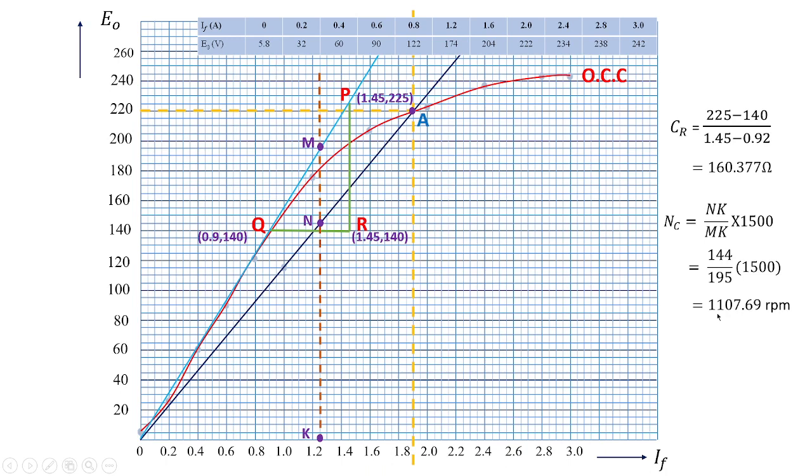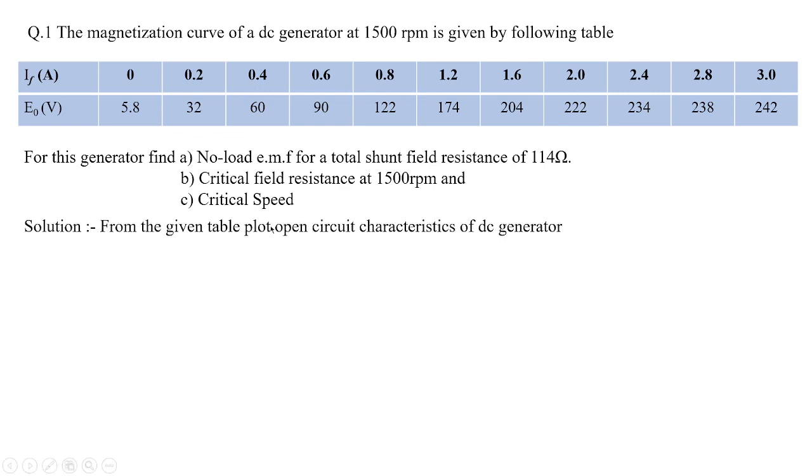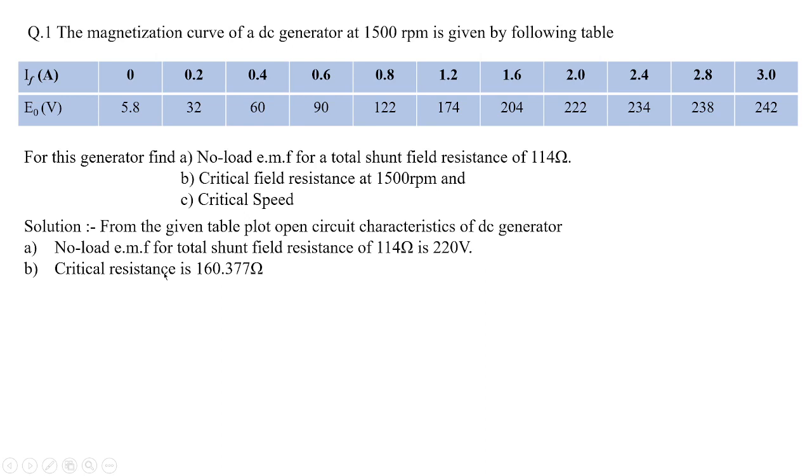1107.69 rpm. Again, this value you have to cross check by drawing the OCC on a normal graph sheet and determine the value of critical speed. Approximately, you are going to get a value nearer to 1107.69 rpm. So this is how we solve the critical resistance and critical speed for given values under a tabular column for a DC machine. So for this machine, the solution is no load EMF for a total shunt field resistance of 114 ohms is 220 volts, what we have seen. Critical resistance is obtained as 160.377 ohms and critical speed is 1107.69 rpm.